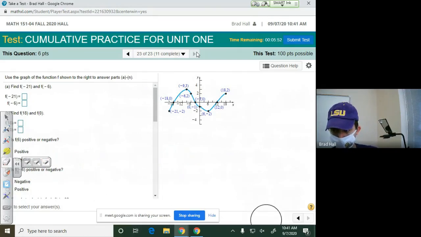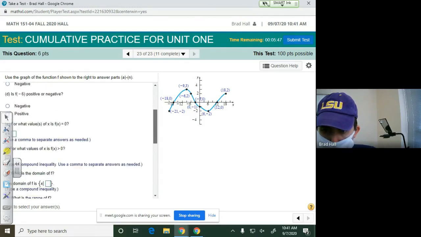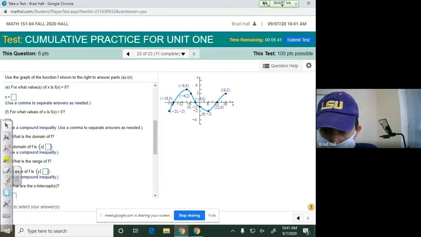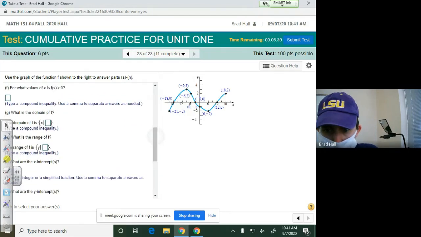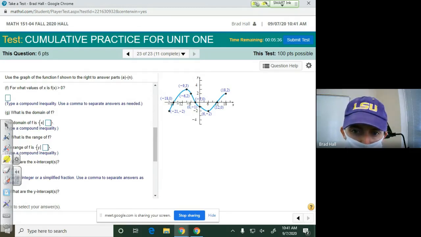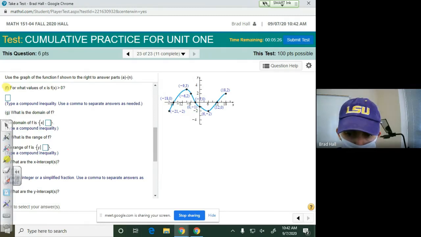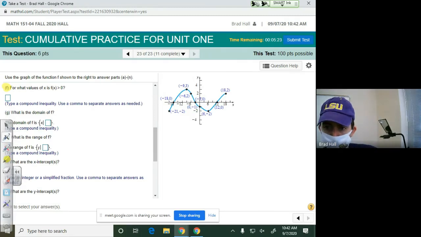Let's finish off with only a few parts of this one here. I just want to do parts F, G, and H for this problem. So we'll start off with F here, and it wants us to determine for which values the function is greater than 0. When the function is greater than 0, that is when this graph is above the x-axis.